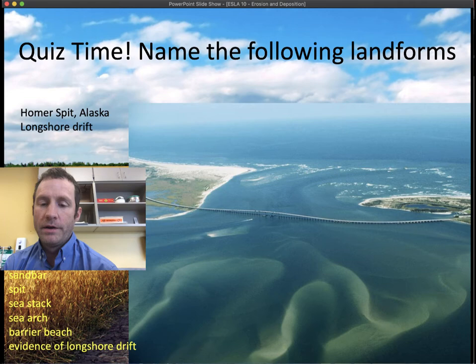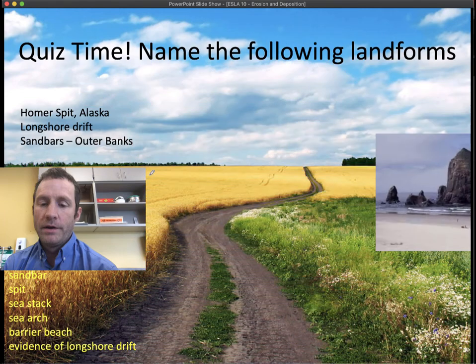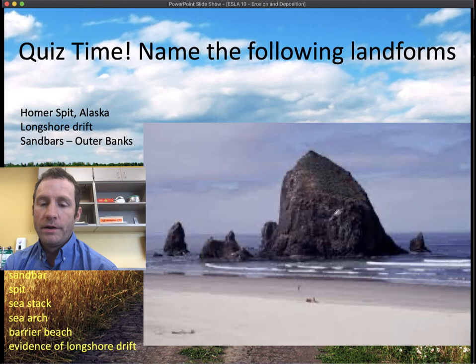And this, you should recognize, this is a sea stack, and specifically we call it Haystack Rock. If you've been to Cannon Beach, you've seen this. Sorry for the grainy picture.